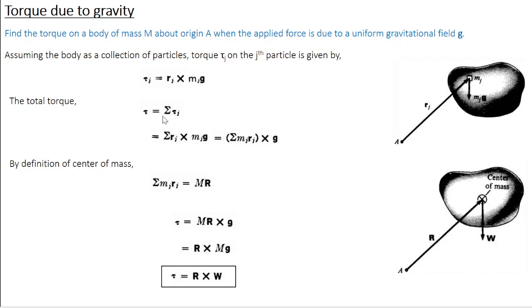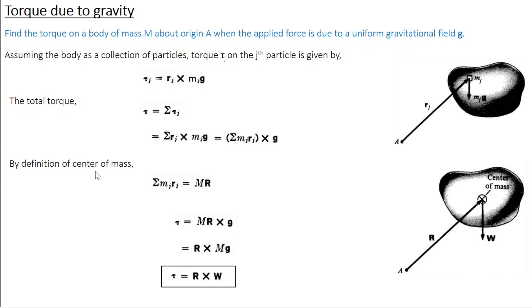So total torque tau equal to summation over j tau j, which is summation over j rj cross mj g. Since m is a scalar, it doesn't matter whether you keep it on the right side or left side of the cross product. So I'm going to take it to the left side. And g doesn't have a subscript. It is common for all the terms. So I can take it outside the summation. When I do that, I get summation over j mj rj cross g.